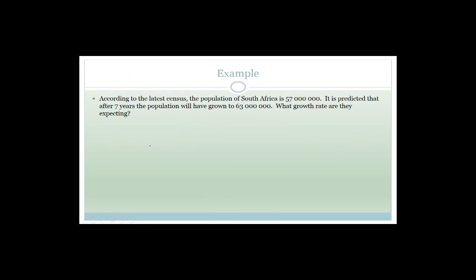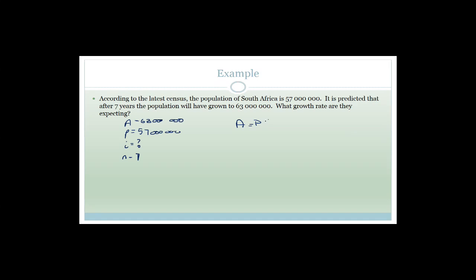Right, okay. Let's do another example. It says, according to the latest census, the population of South Africa is 57 million. It is predicted that after 7 years the population will grow to 63 million. What growth rate are they expecting? So, what are they asking for? They're asking for the interest rate. So, again, we know A, P, and n. We currently are sitting at 57 million. After 7 years, they are looking at it getting to 63 million, and they want to know what the interest rate is.